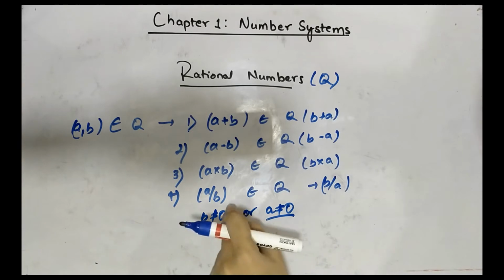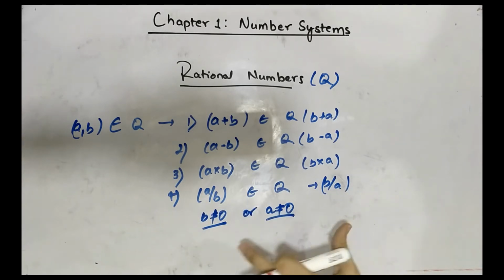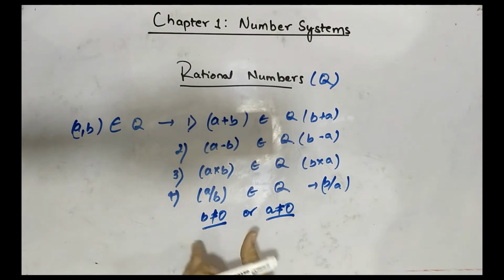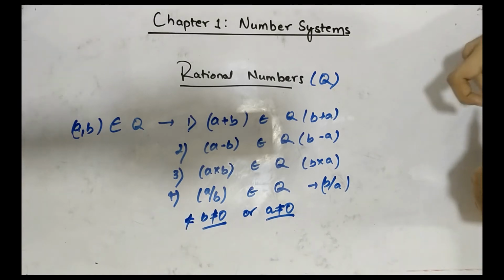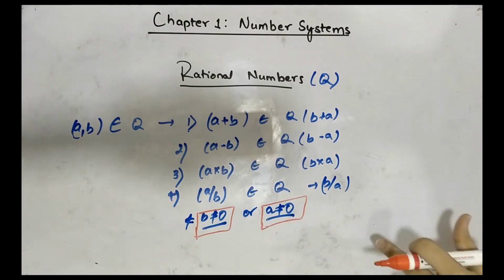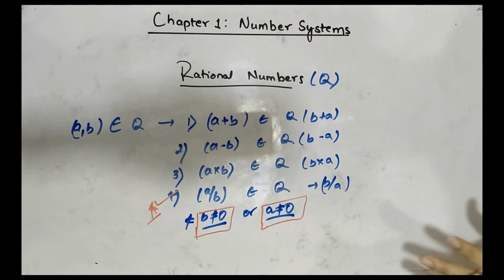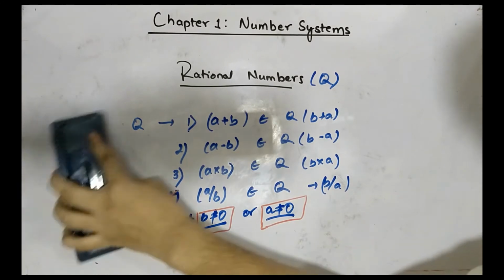Now here, while in this one you see that only b is in the denominator, a can also be in the denominator. So you have to realize for this fourth property in particular, a should not be 0 and b should also not be 0. These are true and required only for this fourth property. That's it.